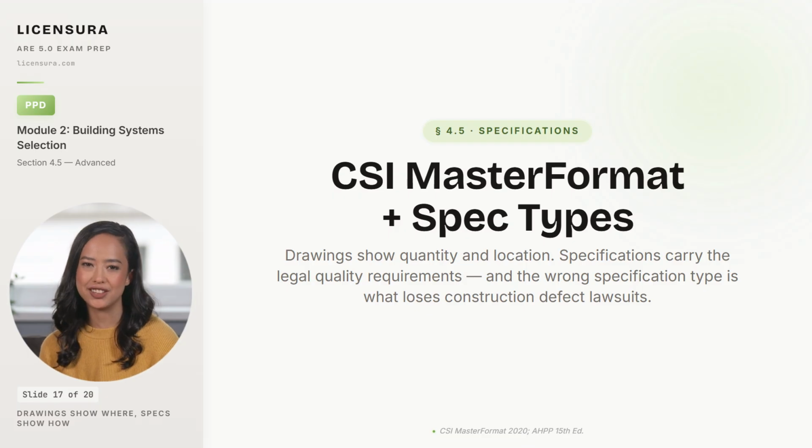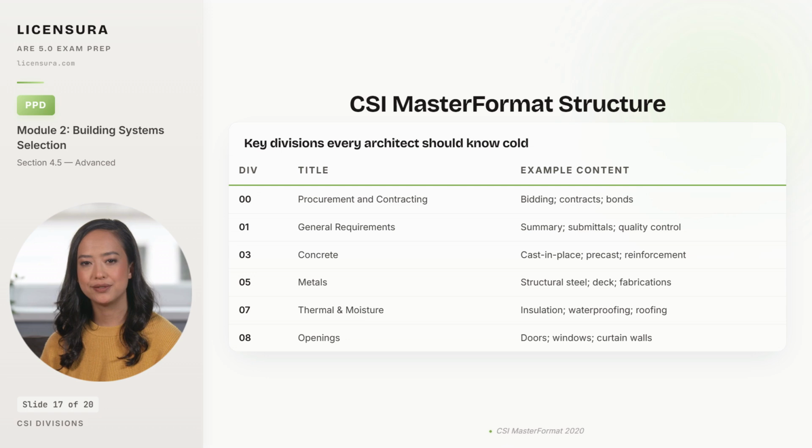8 divisions of the most used CSI MasterFormat divisions and what each one contains. These 8 divisions show up on virtually every commercial project, and the architect should know each of them cold. Division 00 is Procurement and Contracting, covering bidding requirements, the contract itself, and bonds. Division 01 is General Requirements, the catch-all for summary, submittals, quality control, and temporary facilities, and it sets the rules every other division operates under.